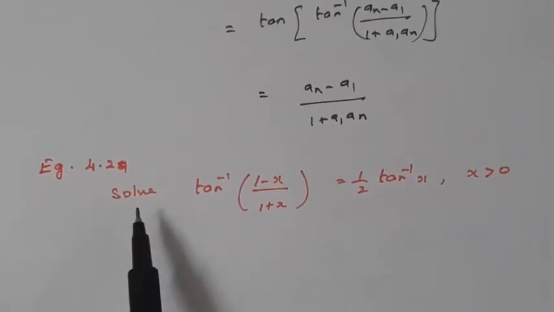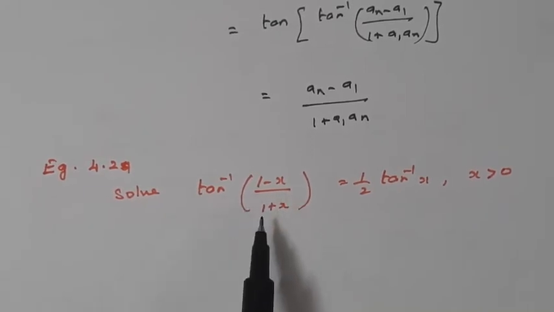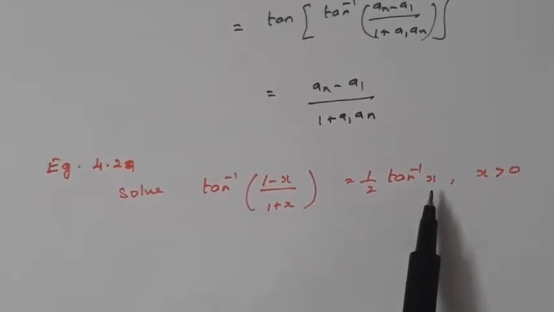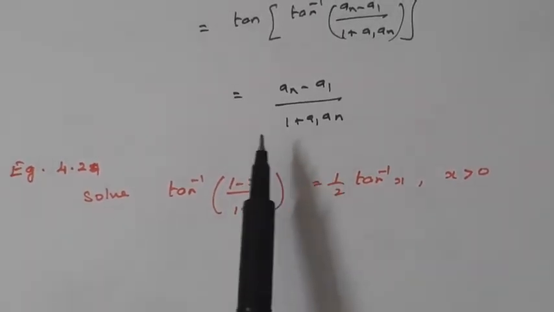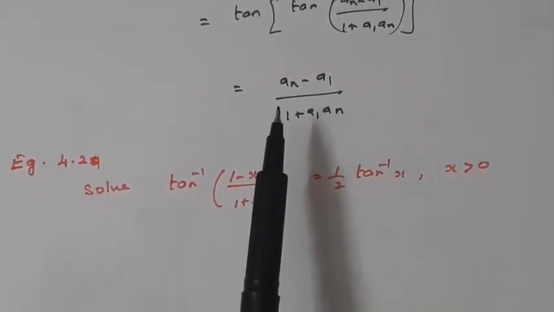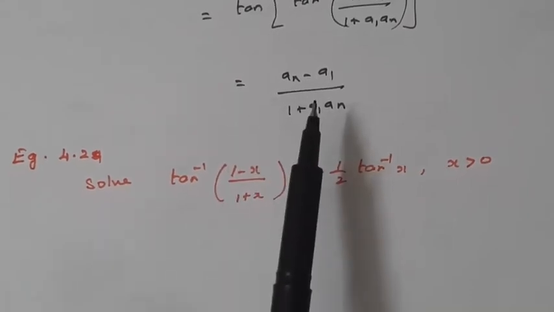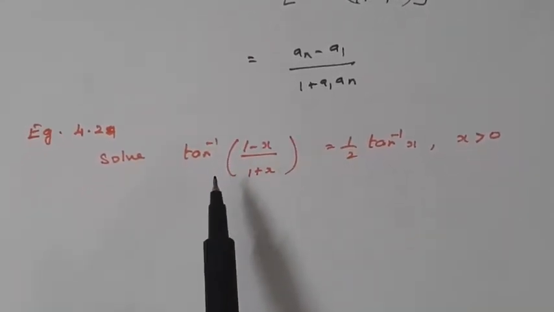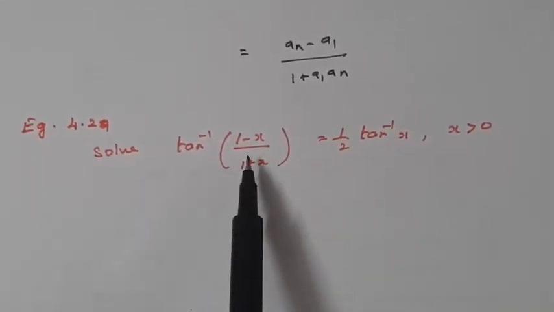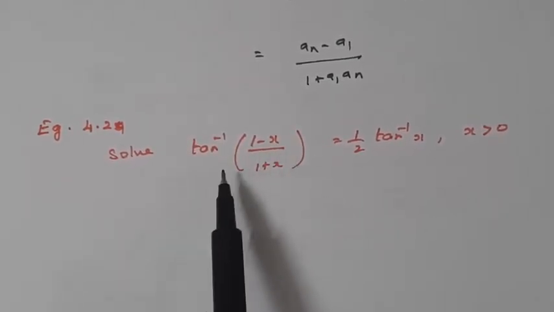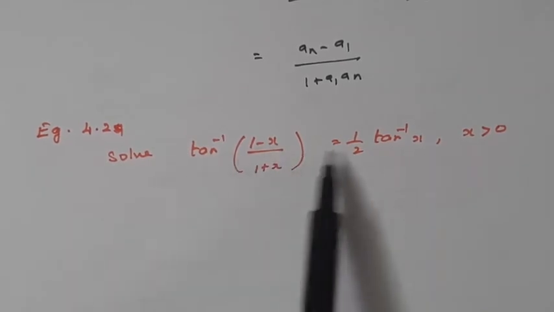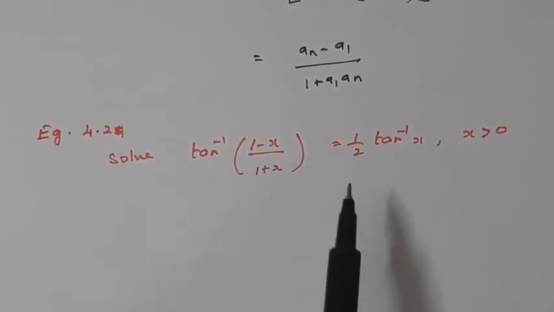Next example is solve tan inverse of (1 minus x) by (1 plus x) is equal to half into tan inverse of x, where x is positive. In all the previous problems we proved some result, showing the right hand side and left hand side are equal, but here this is a problem where you have to find the solution for x. So you are going to find the value of x which satisfies this given equation.